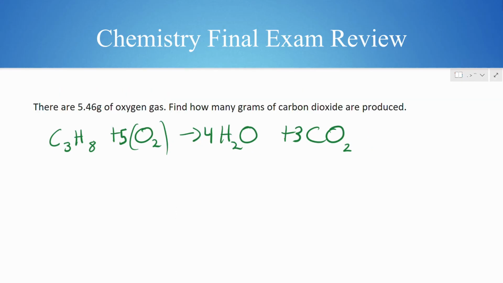There are 5.46 grams of oxygen gas. Find how many grams of carbon dioxide are produced. This is a stoichiometry problem. It's about finding the relationship between the reactants and the products. There are this many grams of oxygen, and we need to go to grams of carbon dioxide. The math that we are going to be using is grams to moles of one thing, then from moles of that thing to moles of another thing, and finally to grams of that thing.